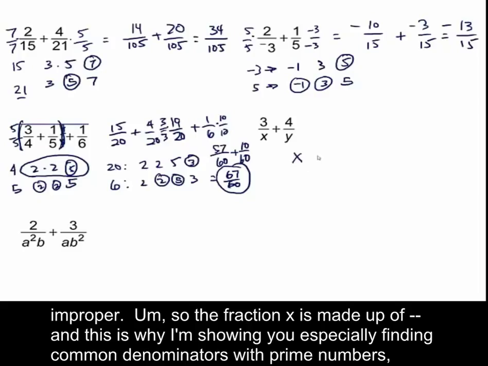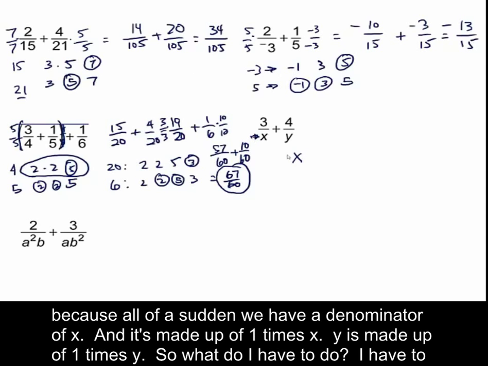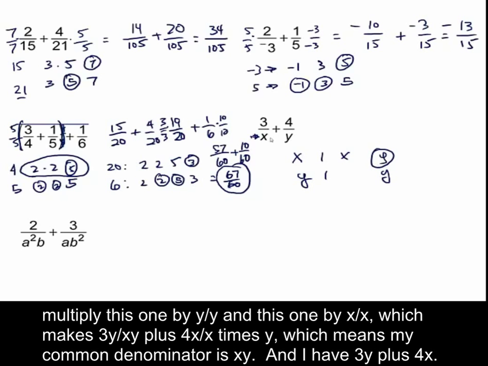So the fraction x is made up of, and this is why I'm showing you especially finding common denominators with prime numbers, because all of a sudden we have a denominator of x, and that's made up of 1 times x. Y is made up of 1 times y. So what do I have to do? I have to multiply this one by y's, and this one by x, which makes 3y over x times y, plus 4x over x times y, which means my common denominator is xy, and I have 3y plus 4x.